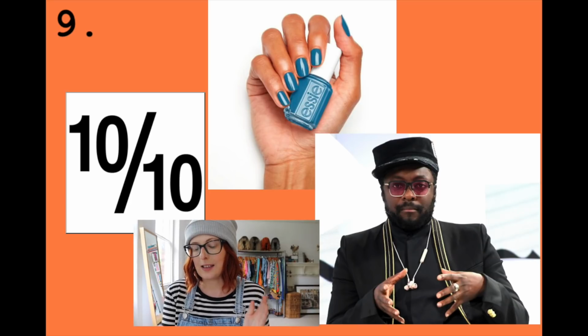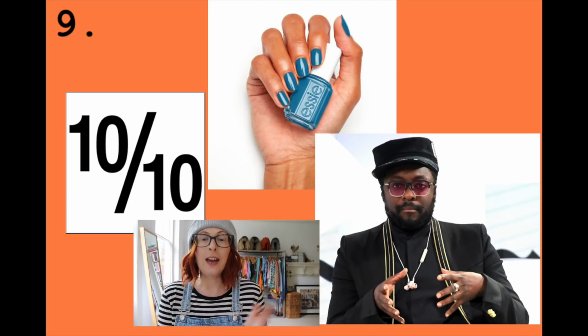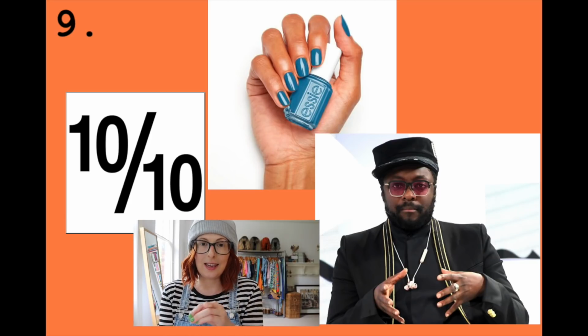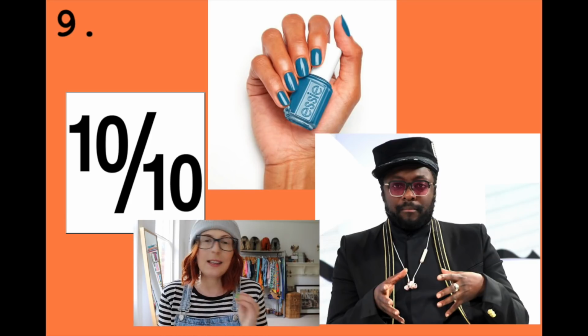Number 9 is 10 out of 10, so 10. And then it has nail varnish and it's Essie nail varnish. And then it has will.i.am. So that is 10 Essie Williams. Tennessee Williams. Streetcar Named Desire.